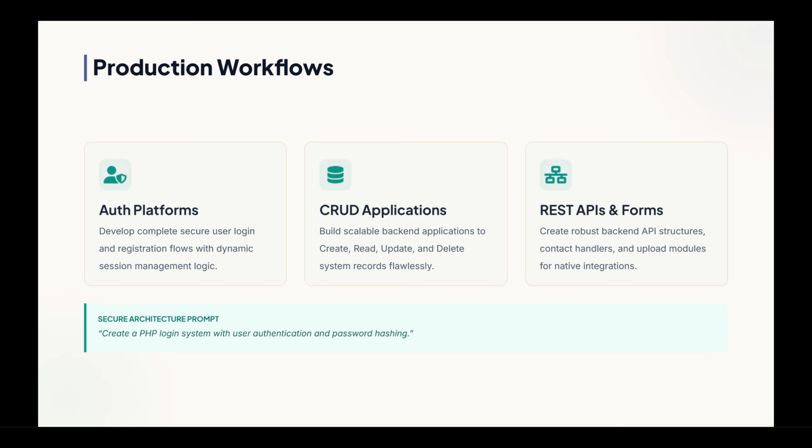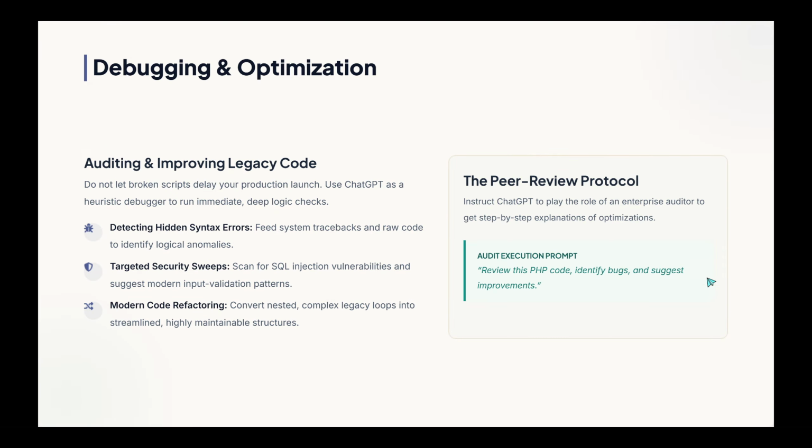ChatGPT is also useful when you want to build complete web development projects. It can help create login and registration systems, generate CRUD applications for creating, reading, updating and deleting records, and develop contact forms or file upload systems. It can also assist with REST APIs and other back-end functionality. So if you need something like a PHP login system with user authentication and password hashing, ChatGPT can often draft the structure and logic very quickly, which makes it easier to move from idea to implementation.